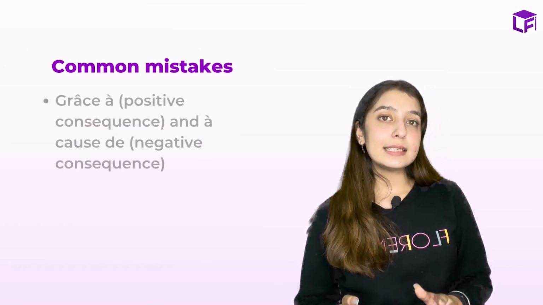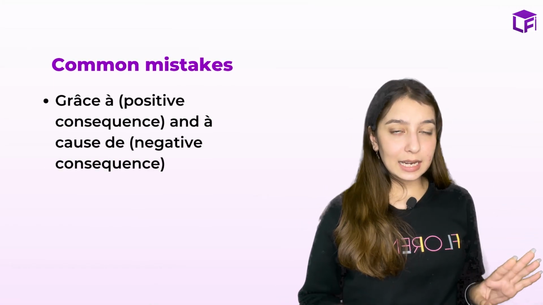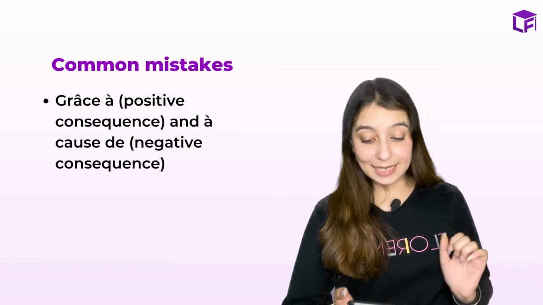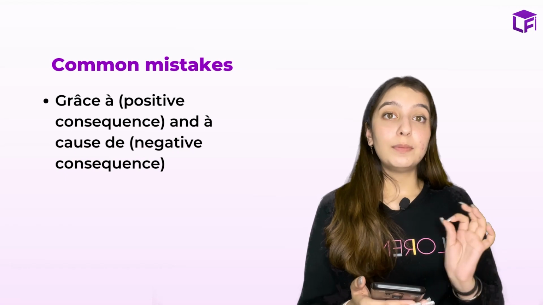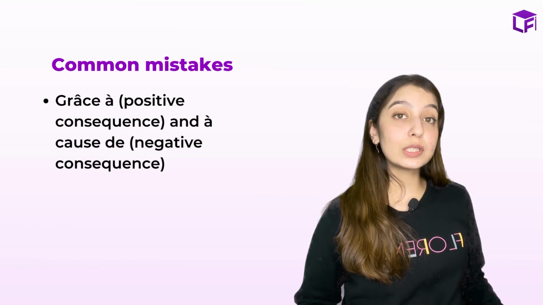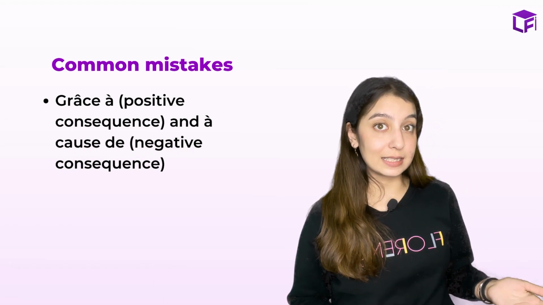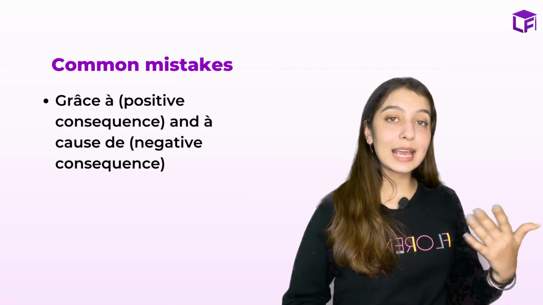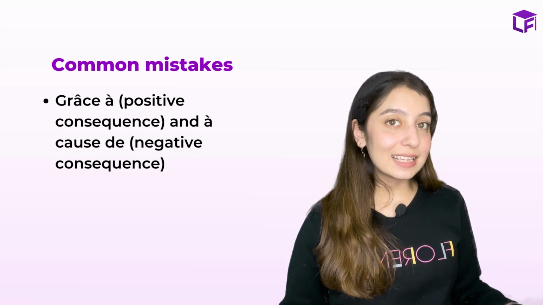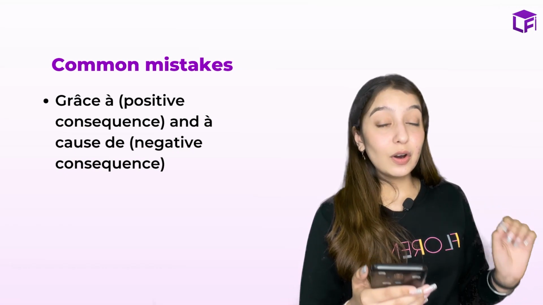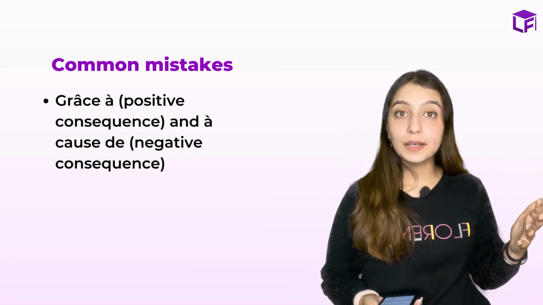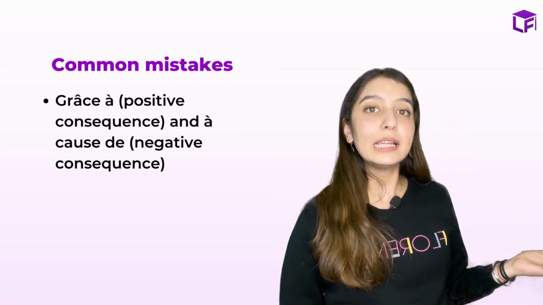Okay. Now let's discuss a few common mistakes that everyone can make during the speaking exam. The very first thing is using grâce. Now, please remember, grâce is always used for positive consequences. But sometimes we try to be sarcastic with it. Do not do it. Okay? And à cause de: try to use à cause de whenever you are referring to something that is totally negative.